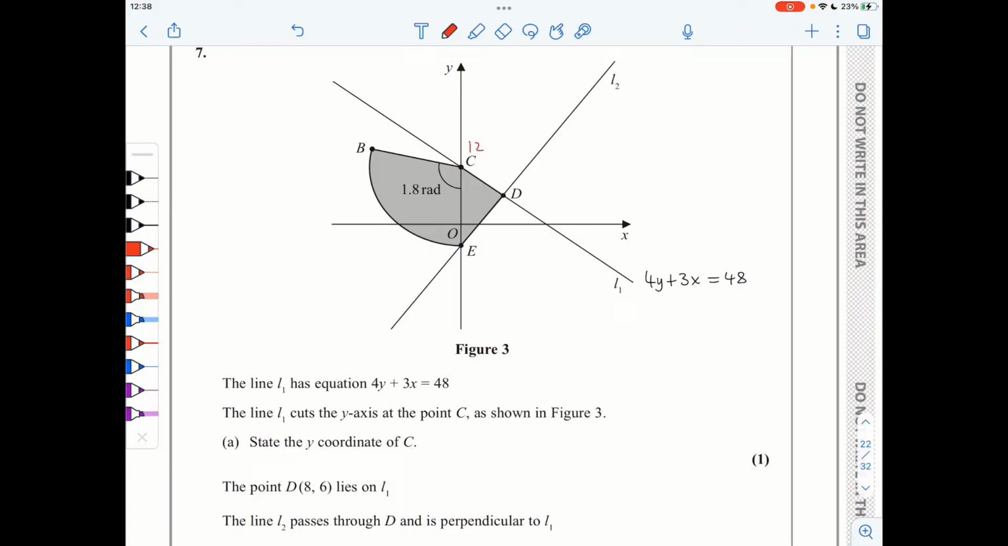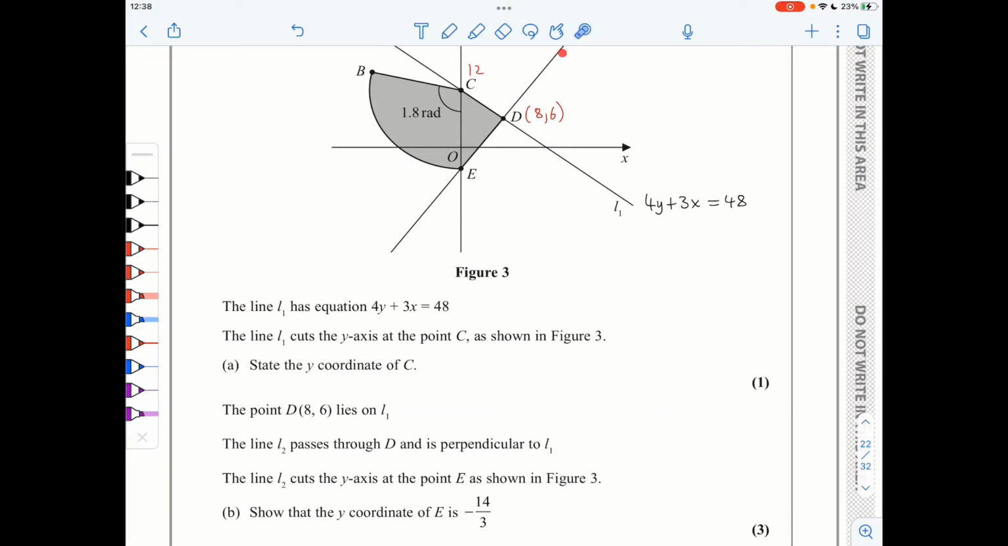And again, I'll go back to my diagram and put the coordinate here. It's really crucial that you have all the information in one place, so you see exactly what's happening. And then it's the point D with coordinates 8, 6 lying on L1. So this is D here, the point of intersection between L1 and L2. And we know that this line L2 is passing through the point D and it's perpendicular, so it creates a right angle here. And we need to show that the y-coordinate of E is minus 14 over 3.